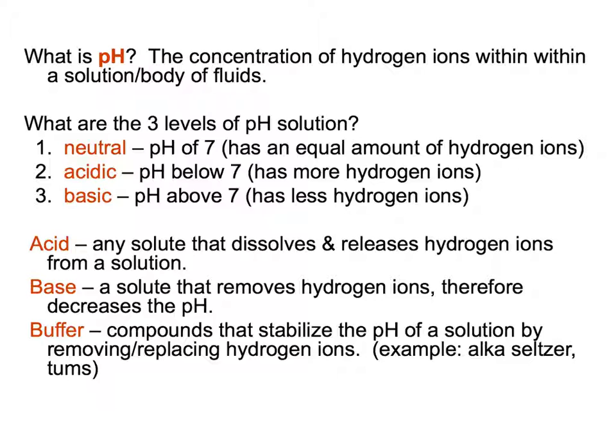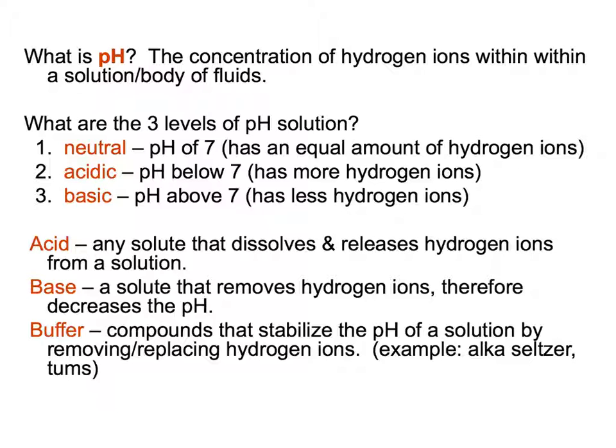What is pH? It's the concentration of hydrogen ions within a solution or body of fluids. What are the three levels of pH solution? Neutral has a pH of 7. It has an equal amount of hydrogen ions. Acidic has a pH below 7. It means it has more hydrogen ions. And basic has a pH above 7, which means it has fewer hydrogen ions.